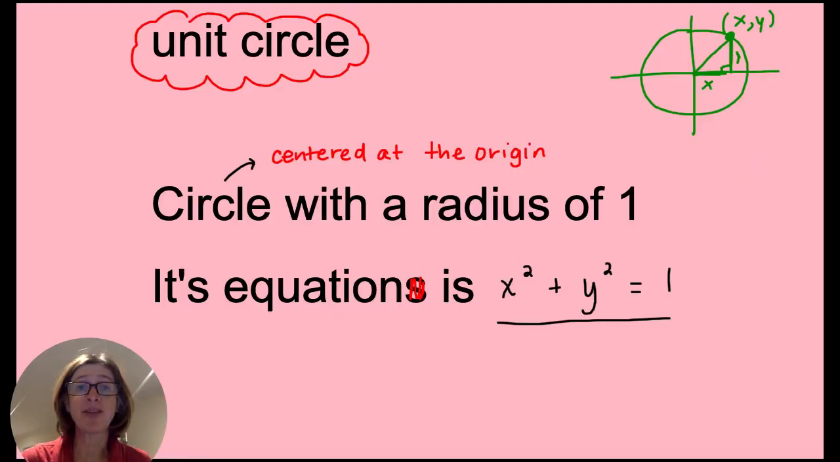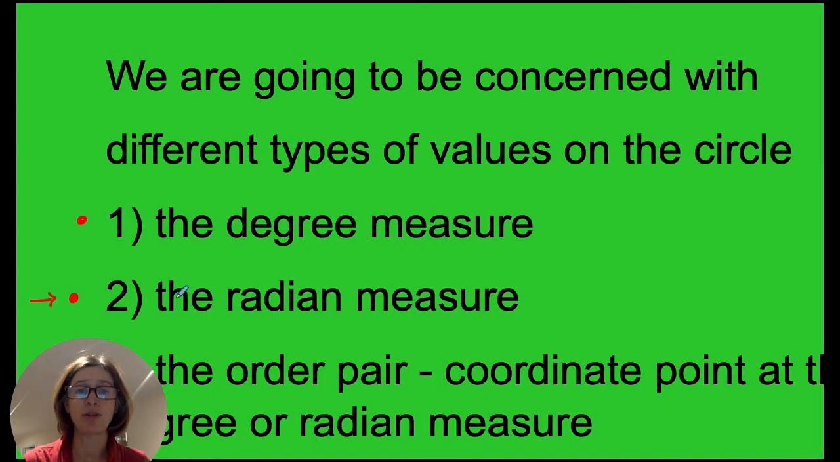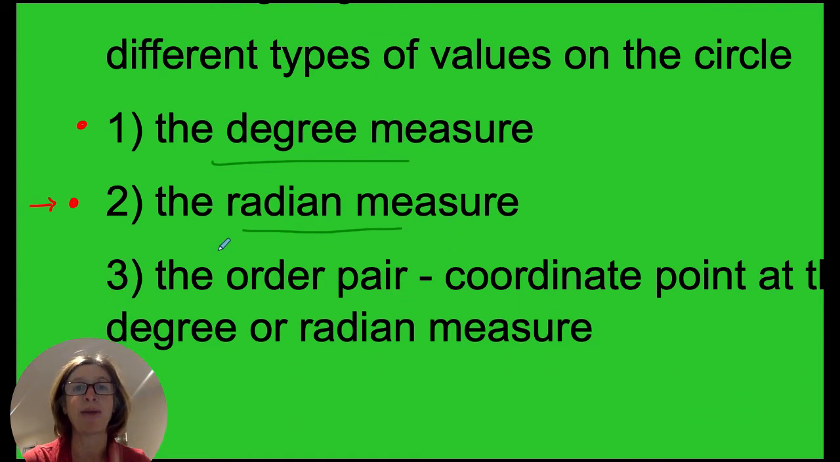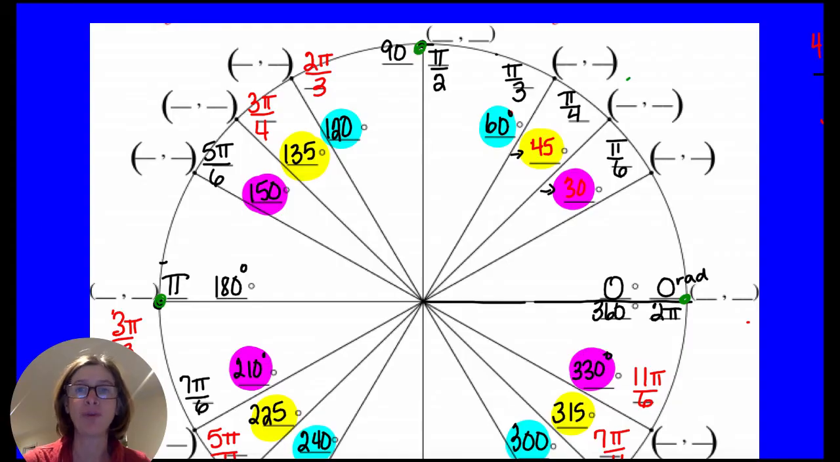All right, we talked about the things we're going to need on the unit circle: the degree measure or the radian measure, more likely the radian measure, but then we need to talk today about the ordered pair, or the coordinate point at each of those degrees. We spent the last two videos reviewing all the different degree measures and radian measures. Today we're going to focus on the reference angles, the 3 reference angles, and the quadrantal angles. I'm going to start with the quadrantal angles.